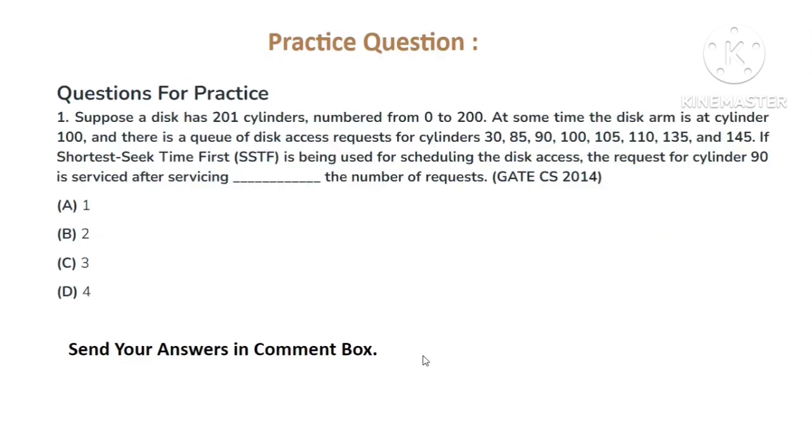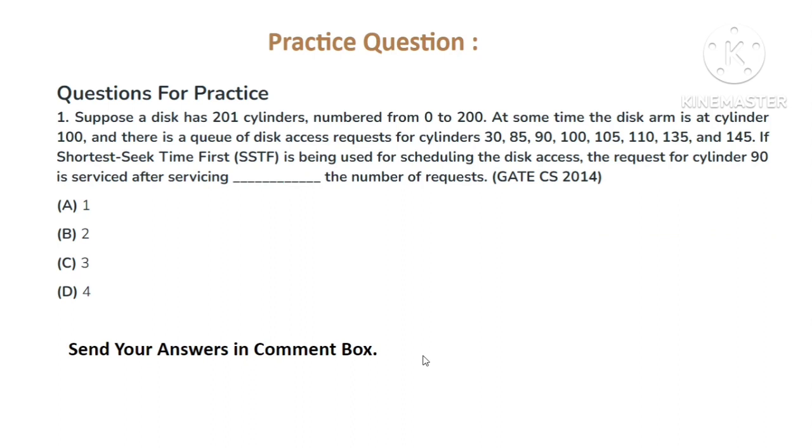It was a practice question. Please send your answers in the comment box. What is the question? Suppose a disk has 201 cylinders numbered from 0 to 200. Cylinders can be treated as tracks. At some time, the disk arm is at cylinder number 100, and there is a queue of disk access requests for cylinders. The request queue is 30, 85, 90, 100, 105, 110, 135, and 145. There are 8 disk requests.